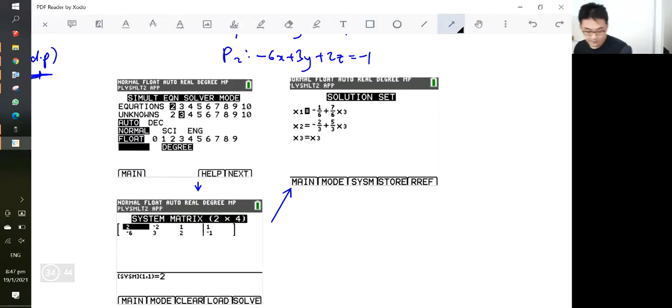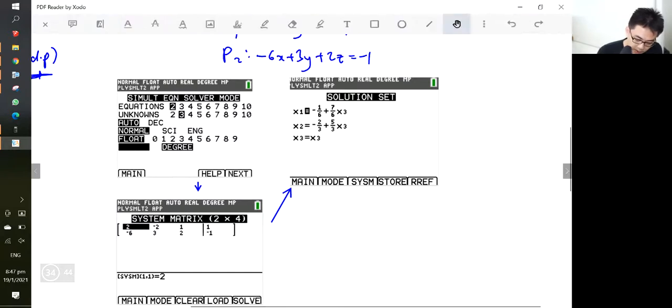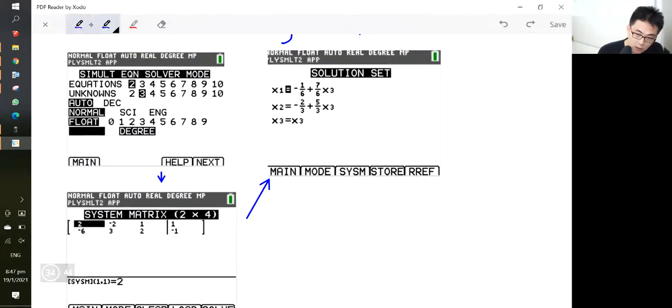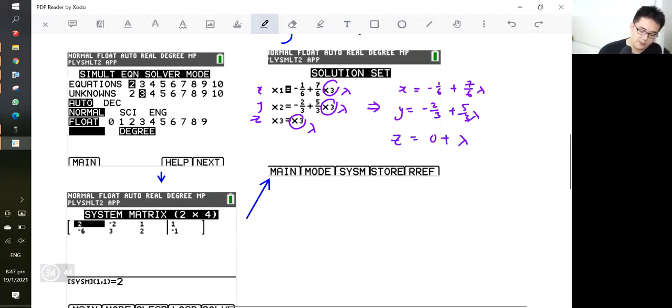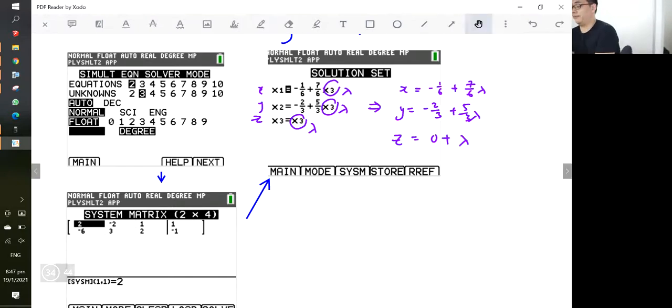So once this is done, this is how we read this. This on the right is a lambda. This on your right is a lambda. So this case here, this is x, y, z. So this is x equals to minus 1 over 6 plus 7 over 6 lambda. Y equals to negative 2 third plus 5 over 3 lambda. Your calculator will always let z be 0 plus lambda 1. Most of the time, you let z be 0 plus lambda.